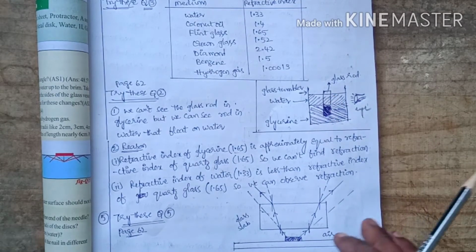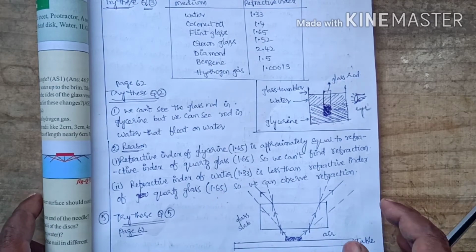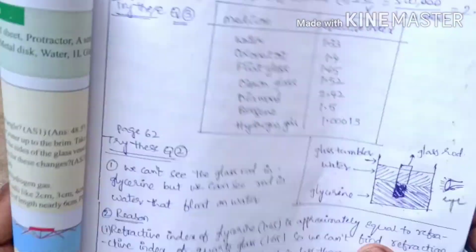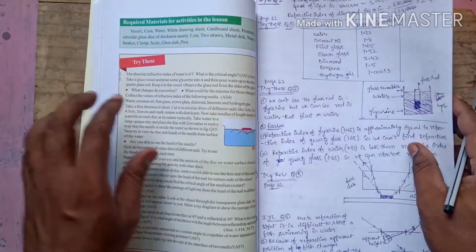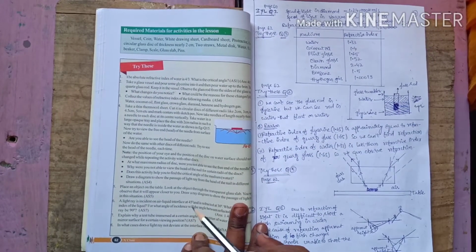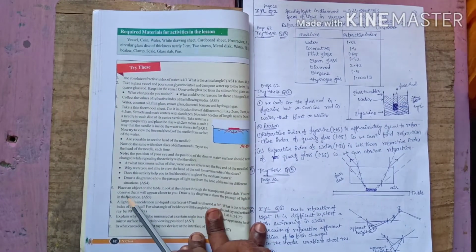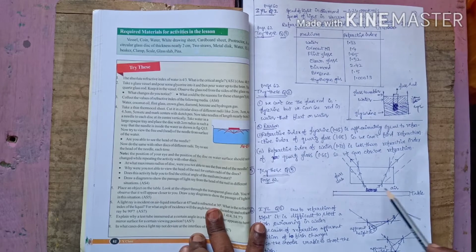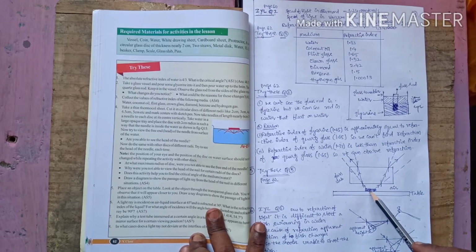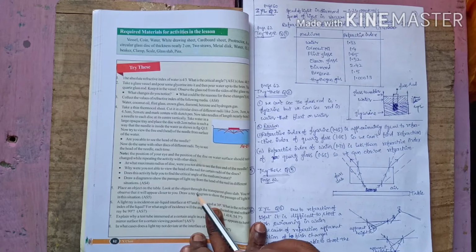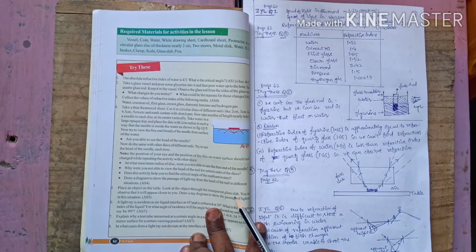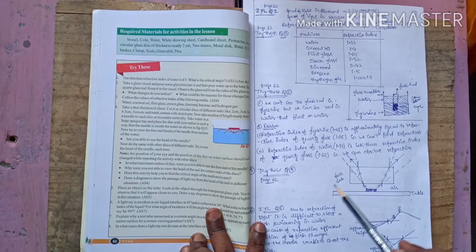Okay, right, good. Now try this question number 5. In this page number 62 only, clearly I mentioned the page numbers also. This is question number 5. Place an object on the table. So here a table is there, here an object is also there. Look at the object through the transparent glass slab. This is the transparent glass slab.